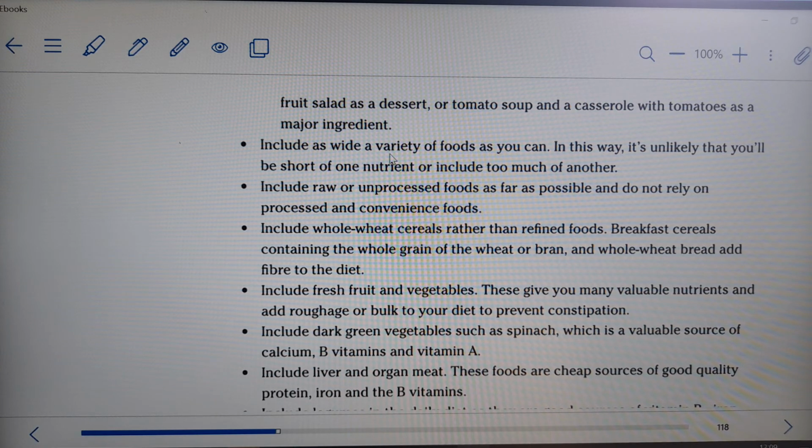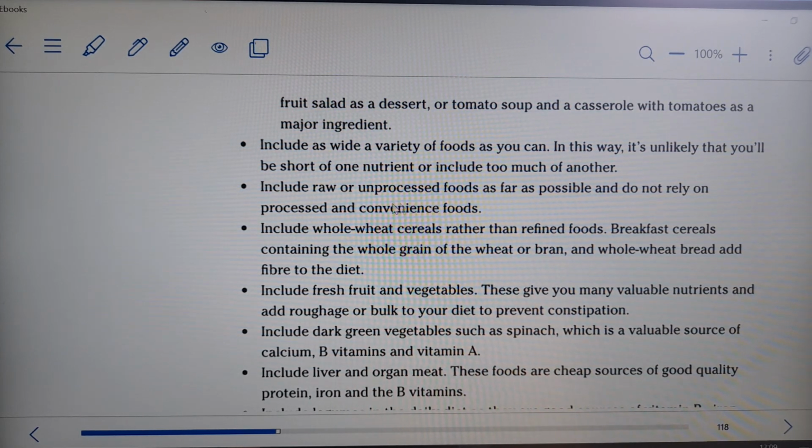Include as wide a variety of foods as you can. In this way, it's unlikely that you will be short of one nutrient or include too much of another. Include raw or unprocessed food as far as possible and do not rely on processed and convenient food, your instant stuff, your canned stuff. Include whole wheat cereals rather than refined foods. Breakfast cereals containing whole grain of wheat or bran and whole wheat bread add fiber to the diet.